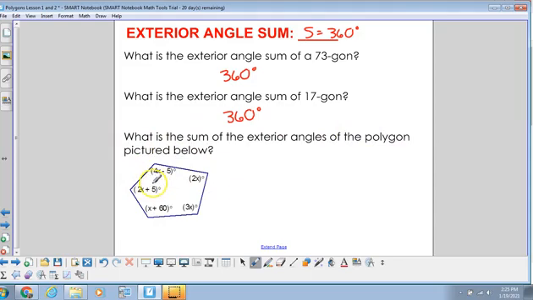Well, these are all interior angles. We weren't asked about interior angles. We were asked about the sum of the exterior angles. It's 360. No matter what those interior angles are, the sum of the exterior angles is going to be 360 degrees. Now, I should mention that an exterior angle is defined as when you extend one side of the figure, and the sum of the exterior angles takes one at each vertex.